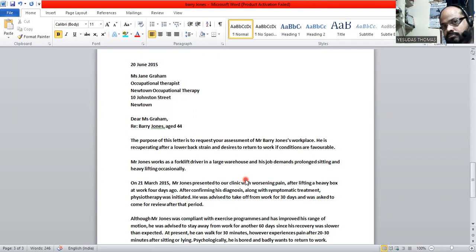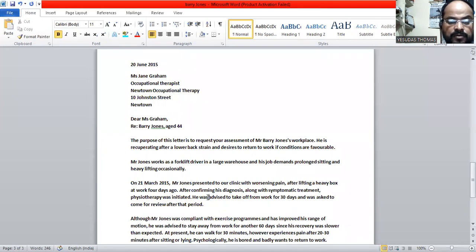What we have done is that we have confirmed his diagnosis. Along with symptomatic treatment, the medications that we have given, anti-inflammatory and analgesics, physiotherapy was initiated. That's the first line treatment. He was advised to take off from work for 30 days and was asked to come for review after that period.